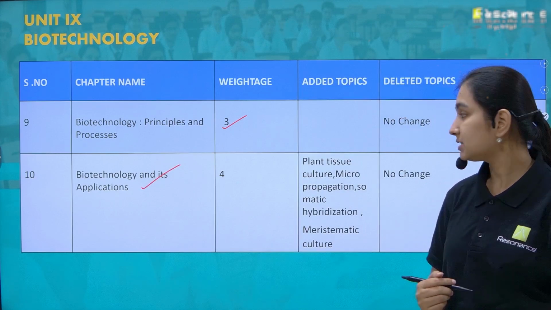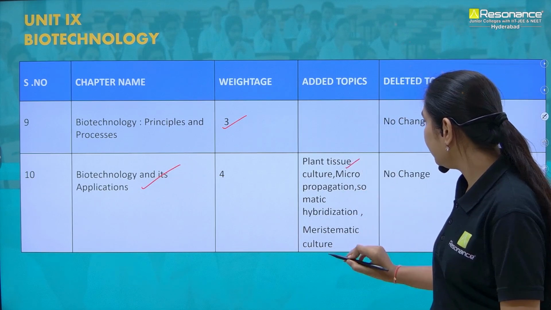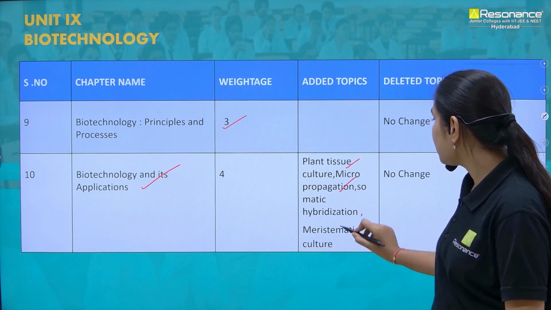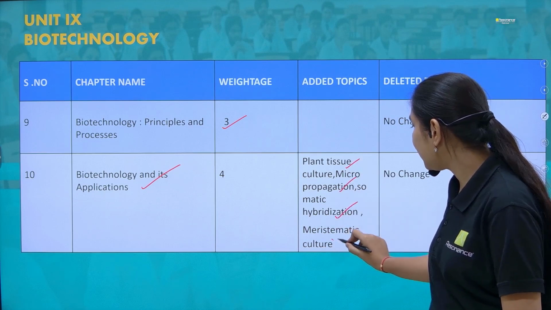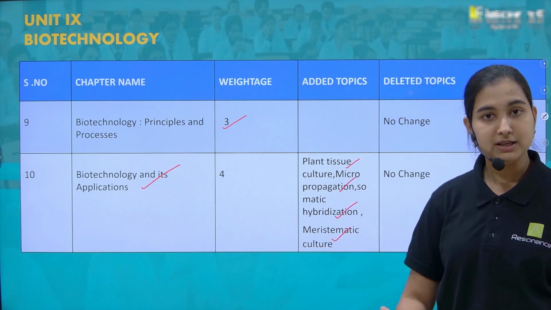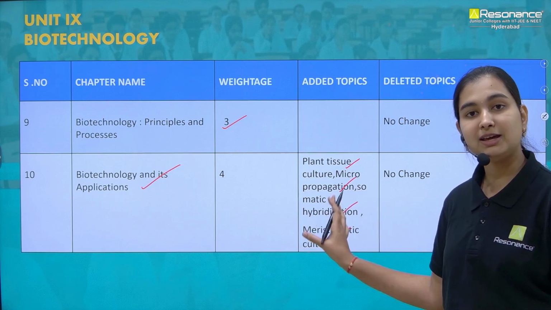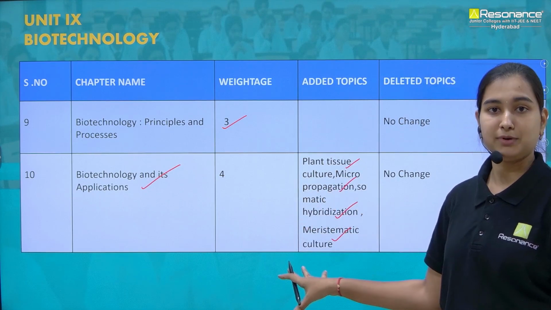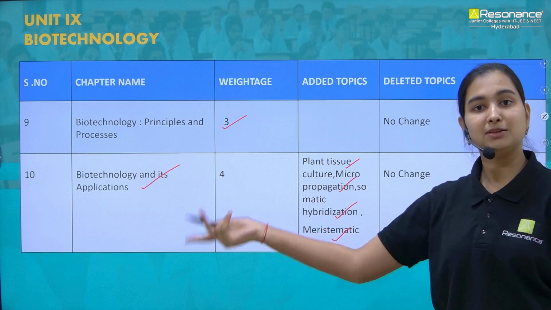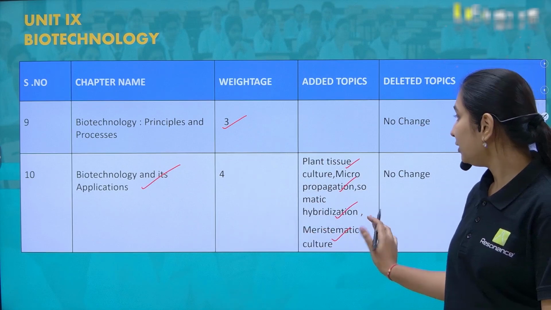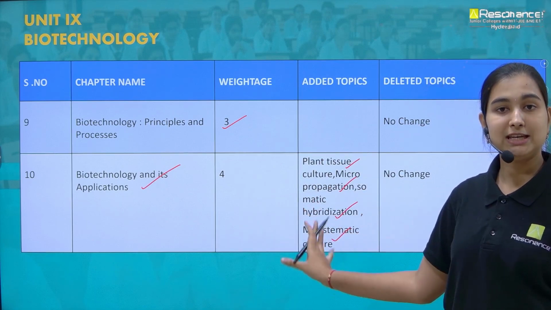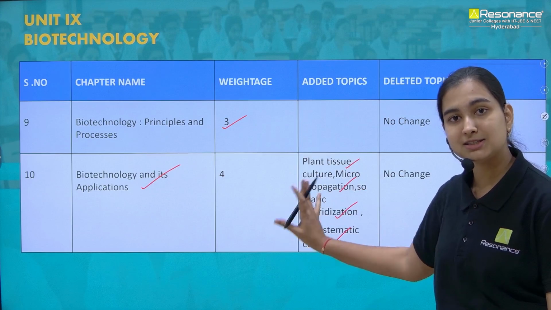Now what are the topics? The plant tissue culture, we have micropropagation, somatic hybridization and meristematic culture. So these 4 topics are now included in this chapter, which were previously placed in some other chapter. So make sure that you even revise this. Don't think that it's deleted completely. It's now included here in this chapter.